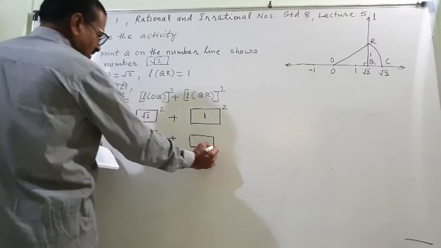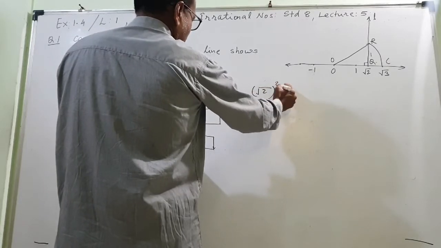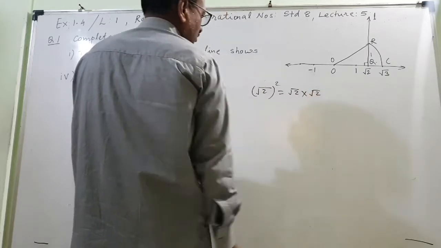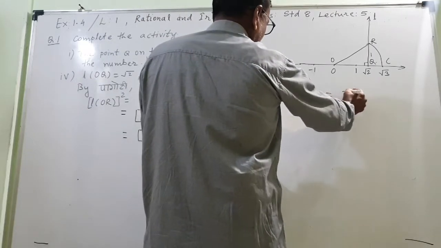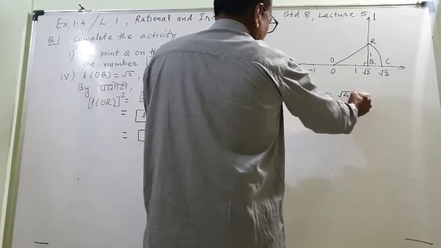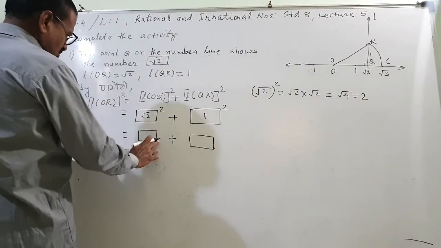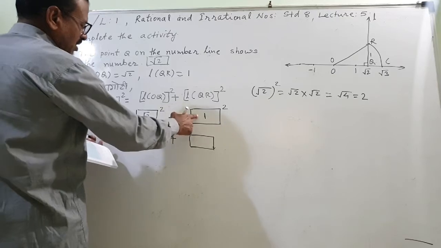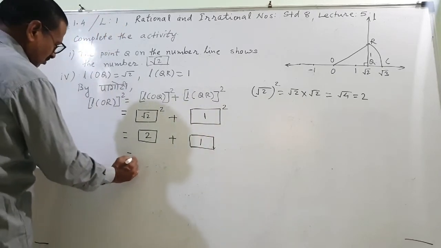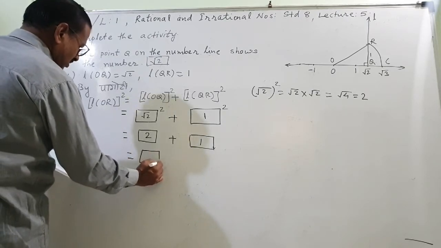Root 2 square is nothing but root 2 into root 2. That is equal to root of 4. And 4 is the square of 2. So root 4 is nothing but 2. So root 2 square will be 2. 1 square means 1 into 1. 1 into 1 will be 1. And that is equal to box, which is how much? 3.